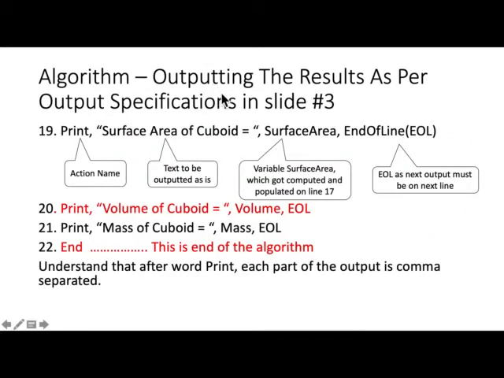Now, last part of the algorithm is outputting the results as per output specification in slide number 3. So, action of outputting is called print. So we say print, comma, and if anything is in double quotes, that is printed as is. Anything in double quotes is called a string. This string will be outputted literally. Text to be outputted as is, literally. Okay? Comma, this is the variable surface area that we would like to output.